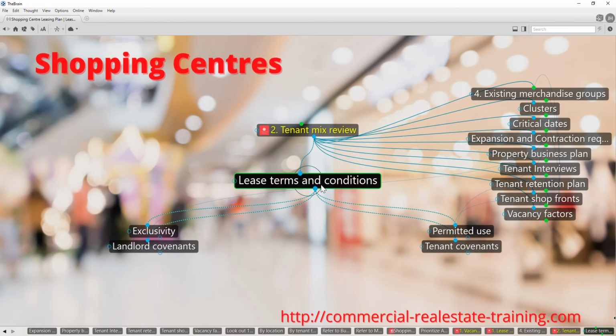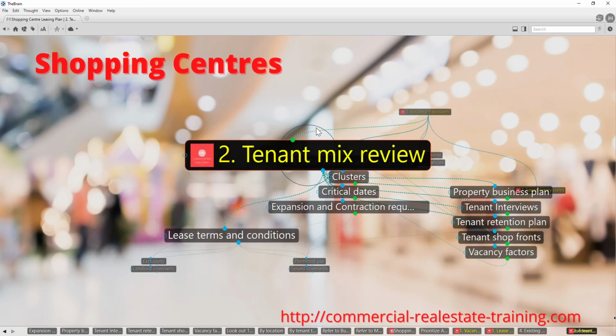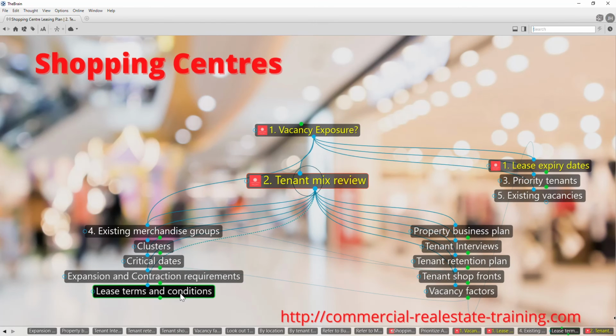And I put down some terms here for you to think about, like exclusivity, the landlord's covenants, the tenant covenants, the permitted use, that sort of thing. I'll go into those in more detail later. Let's go back into the tenancy mix review, the terms and conditions. Once you've done that, you look at the property business plan again to understand what choices you've got with the guidelines you set in the business plan for the property at the beginning of the financial year.